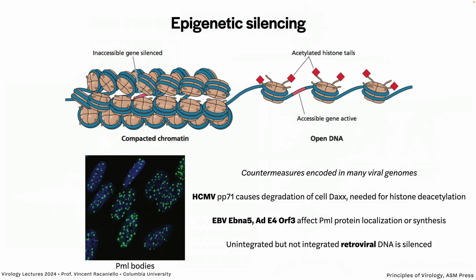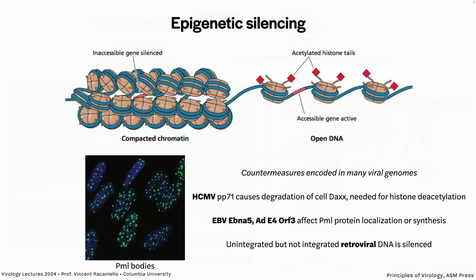Now, when the viral DNA comes in the nucleus, it is not just wrapped around histones, it's shunted to what are called PML bodies, which are basically accumulations of DNA that have been silenced. And so some viral proteins impact the formation of PML bodies. For example, the EBV and adenovirus proteins block formation of PML bodies, so they block silencing. There is a protein in human cytomegalovirus that causes degradation of DAX, which is a protein needed for histone deacetylation.